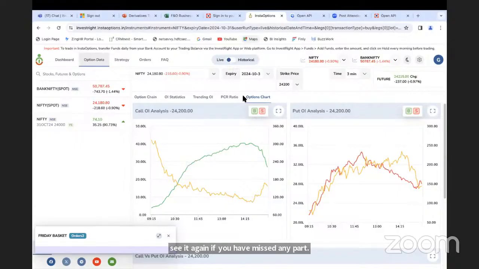There is also one question, how can one trade in commodity derivatives? In HDFC Sky, the commodity derivatives are available in the app. If you're an Invest Right user, you can call and trade for the commodity derivatives. That service is available.